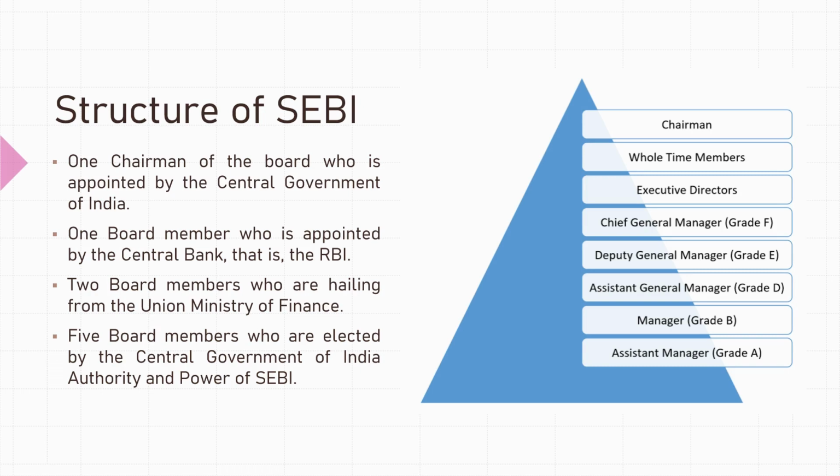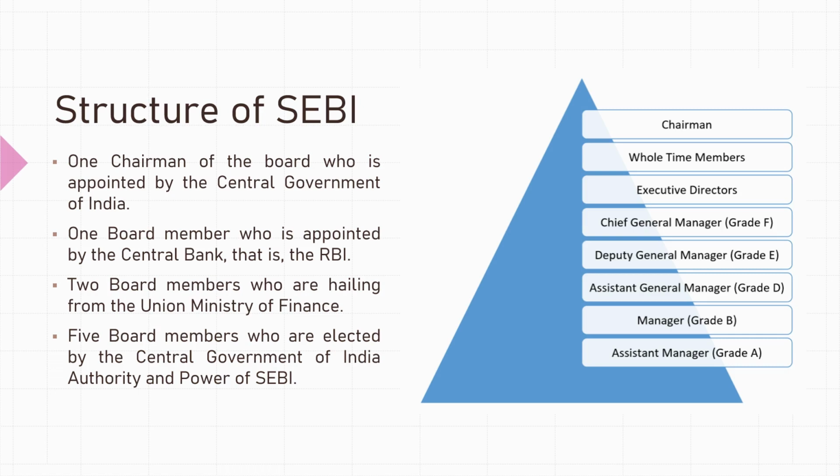Then two board members are coming from the Union Ministry of Finance. So the Finance Ministry appoints two members, which again shows the agenda and the motivation regarding the policies. So these also try to regulate the policies in terms of providing the securities to the concerned people of India. Then five members who are elected by the central government of India are the authority and the power of SEBI. Then the other five members are also from the central government.